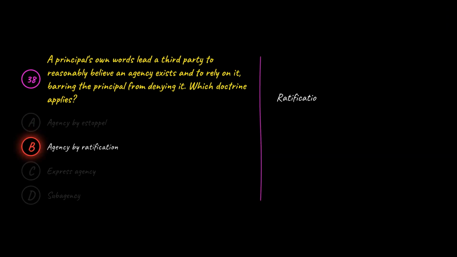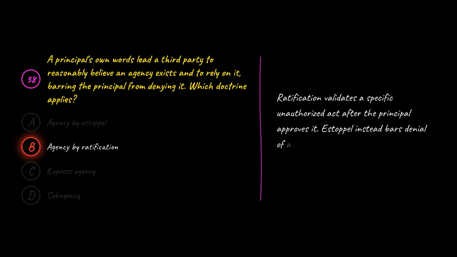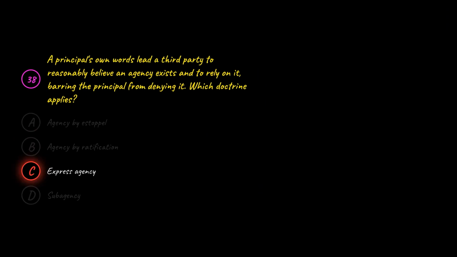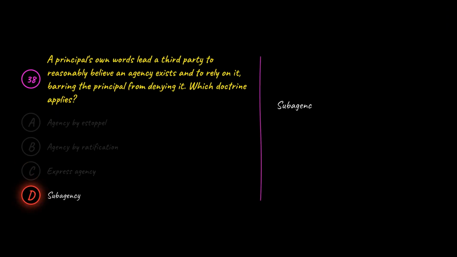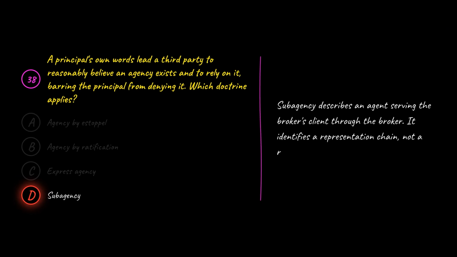B is wrong because ratification validates a specific unauthorized act after the principal approves it. Estoppel instead bars denial of an agency based on the impression the principal created for others. C is wrong because express agency rests on an actual stated agreement, oral or written. The doctrine here operates precisely because no genuine grant of authority was made. D is wrong because subagency describes an agent serving the broker's client through the broker. It identifies a representation chain, not a rule barring denial of an apparent agency.